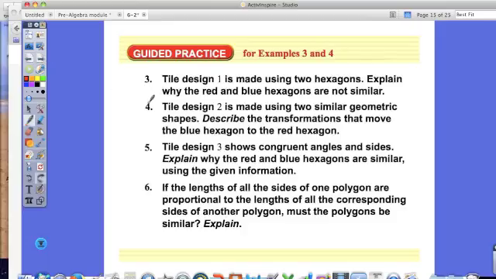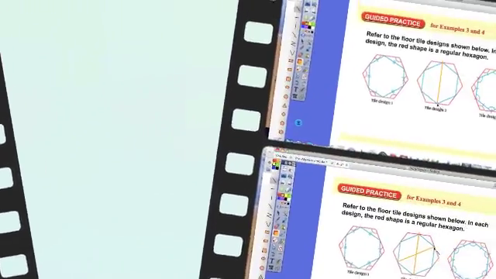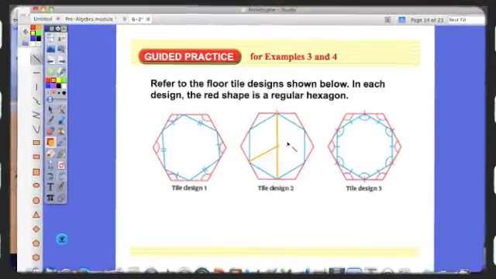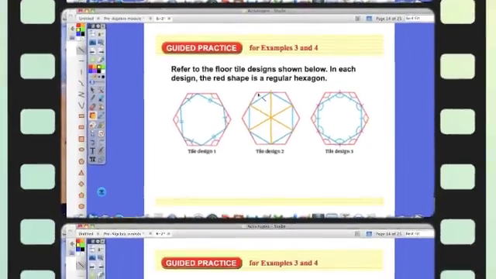Okay? Tile design 2 is made up using 2 similar geometric shapes. Describe the transformation that moves the blue hexagon to the red hexagon. I'm going to figure that out. I'm going to draw lines from each of the vertices to the opposite vertex to find the center of this blue hexagon. Then I'm going to do the same thing on this red hexagon, although I want to use yellow so you can see that a little bit differently.